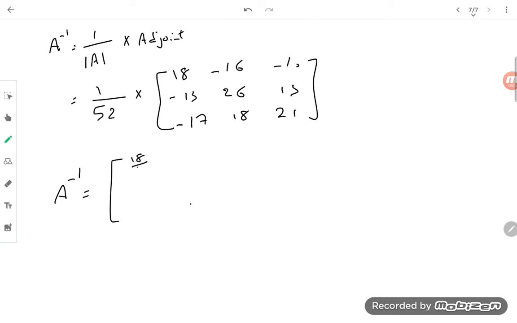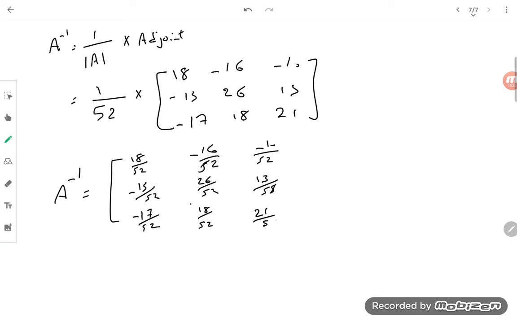18 divided by 52, negative 16 divided by 52, negative 10 divided by 52, negative 13 divided by 52, negative 17 divided by 52, 26 divided by 52, 18 divided by 52, 13 divided by 52, and finally 21 divided by 52. This is the inverse matrix.